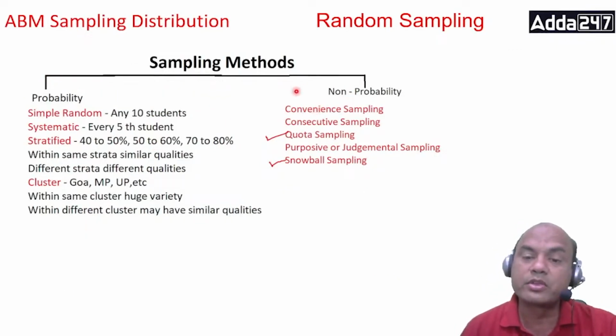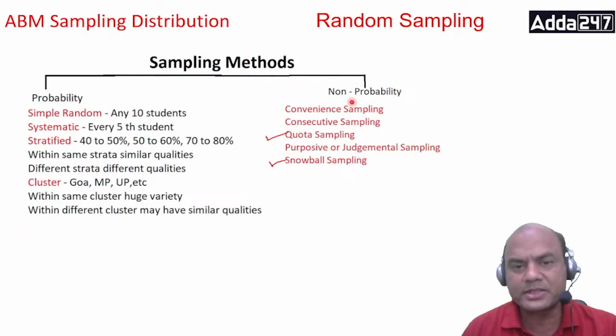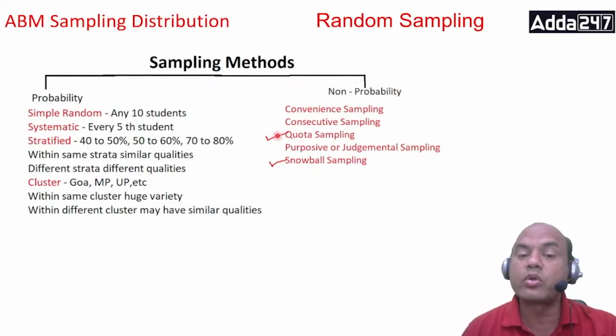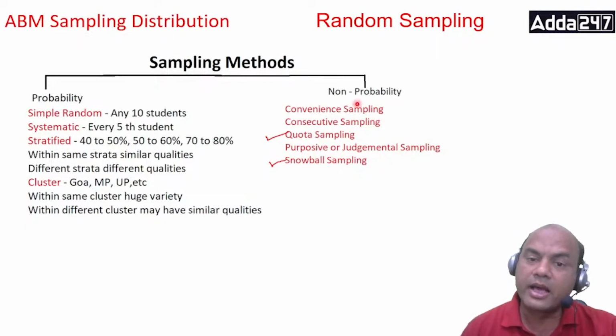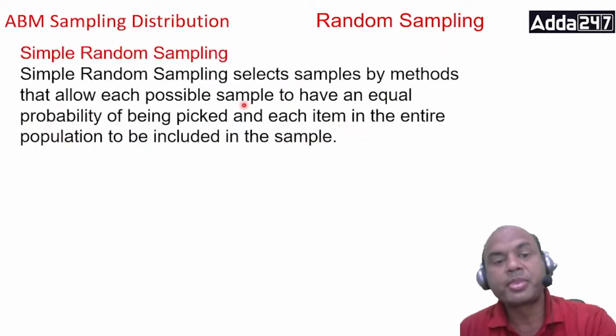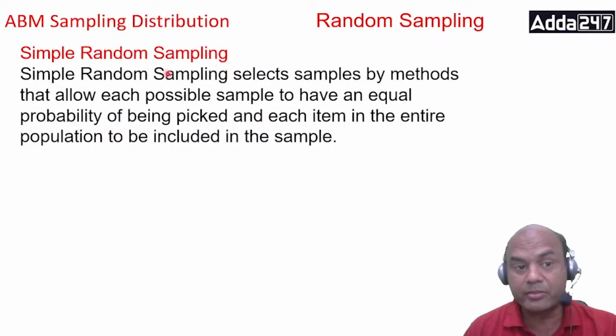Now, more about non-probability. I'll tell you later also; I have a separate slide on this. Convenience sampling, consecutive sampling, quota sampling, purposive or judgmental sampling, and snowball sampling. I'll give you a separate slide on this, and then we'll study each one. Now, simple random. We'll go into details now for probability because that's very important.